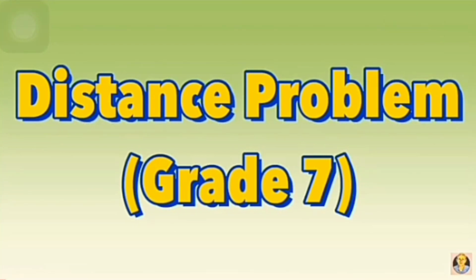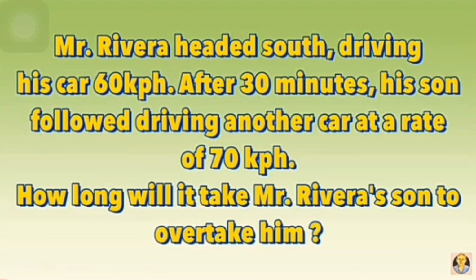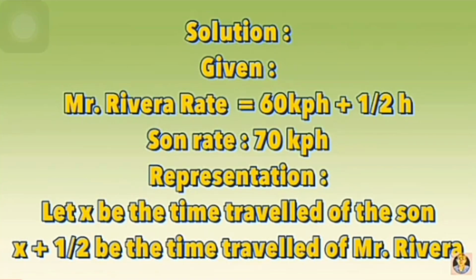Okay, we have now number 2 problem. Mr. Rivera headed south driving his car 60 kilometers per hour. After 30 minutes, his son followed driving another car at a rate of 70 kilometers per hour. How long will it take Mr. Rivera's son to overtake him? So this problem is asking for the time to overtake Mr. Rivera. Okay, our solution, we have to pick up first the given.